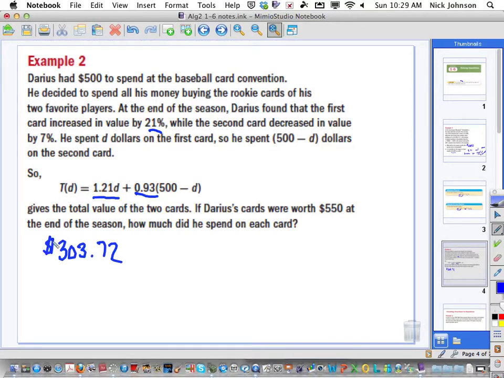And so what you need to do is you need to take 550 and subtract it from $303.72. So the first card's going to be $303.72. The second card's going to be $246.28. Now, granted, both these had better add up to 550. Otherwise, you did something wrong. Okay? So, yes, sometimes the window takes a little bit, but once I got the window down, you could see exactly where those two things intersected at. Okay?